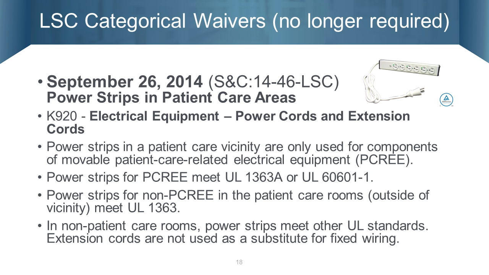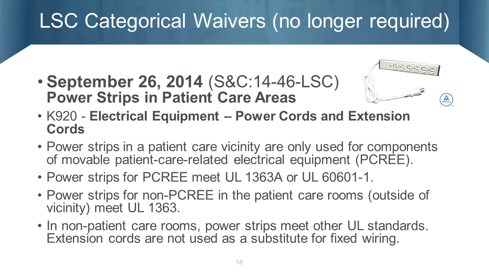The other categorical waiver that basically goes away, however the information remains, is on power strips. And as we talk later about the K-tags, this happens to be K-tag K920, as you can see there. And just to be aware that power strips in patient care vicinity, that's within 6 feet of the patient, must be that UL 1363A or UL 60601-1, and that's for patient care related electrical equipment only. You can't plug in something that's non-patient care equipment.